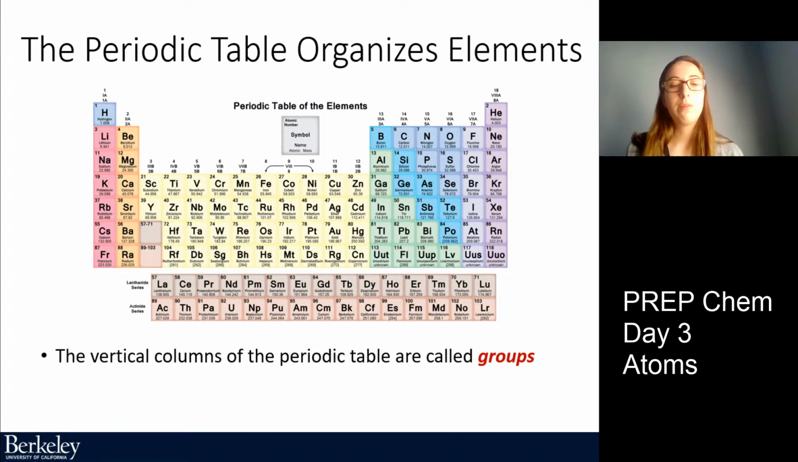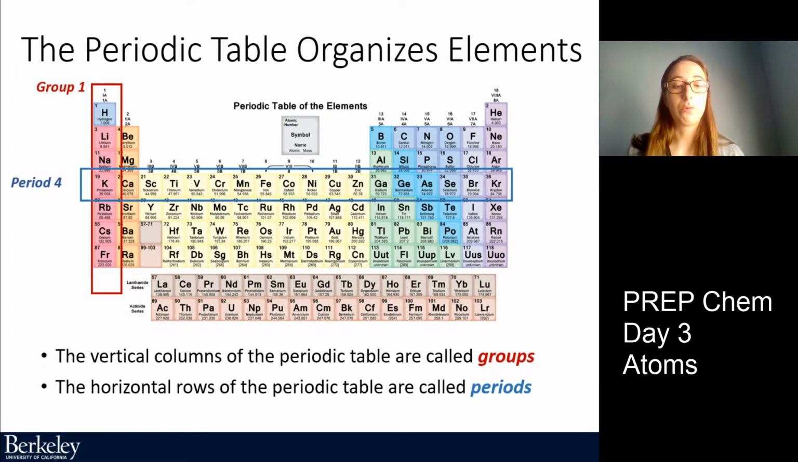The vertical columns of the periodic table are called groups, and each group is given a number. The horizontal rows of the periodic table are called periods, and again, each one is given a number starting from the top and working our way to the bottom.